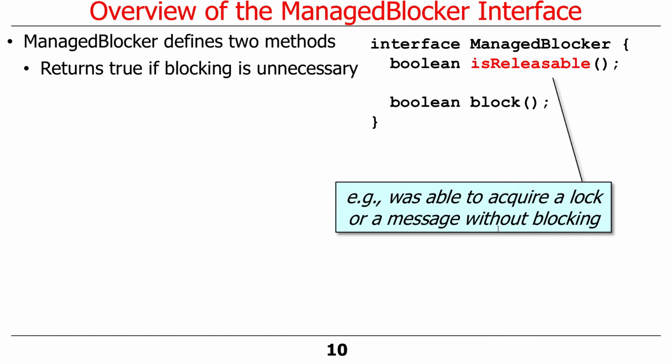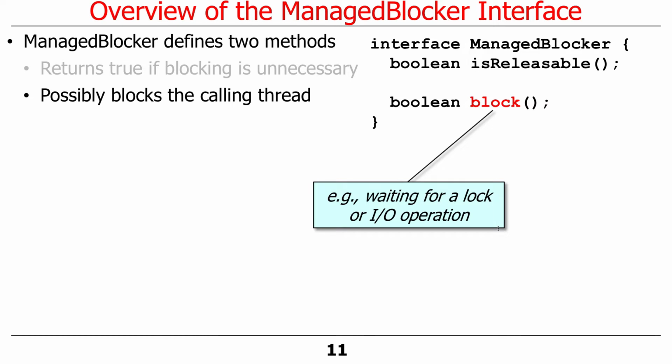In other words, if whatever might have blocked didn't need to block because it got whatever it was looking for. Maybe it got a lock. Maybe it got a message or whatever. In that case, you say, hey, I might have had to have blocked, but I didn't block, so all is well. Then there's another method called block.